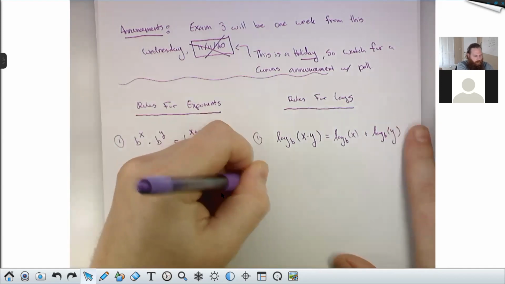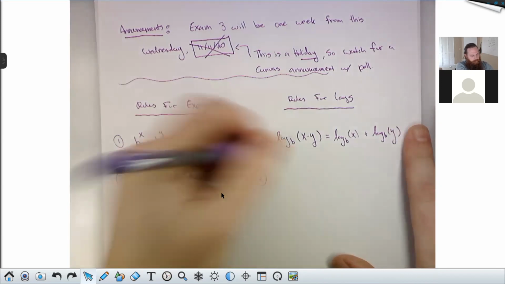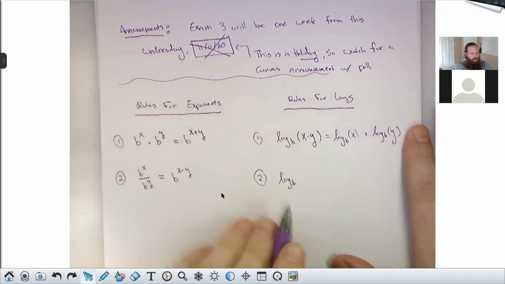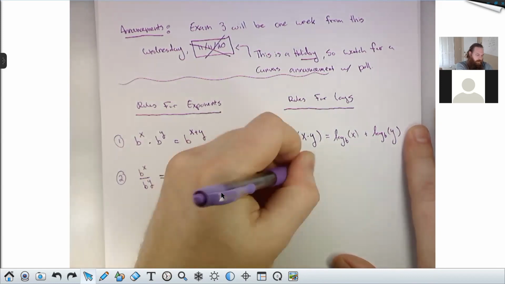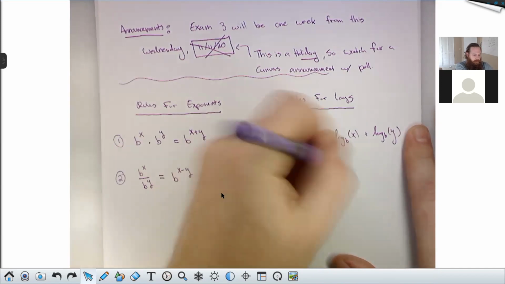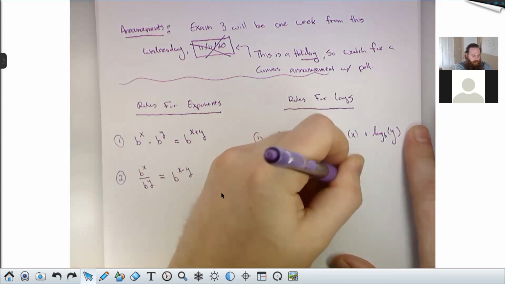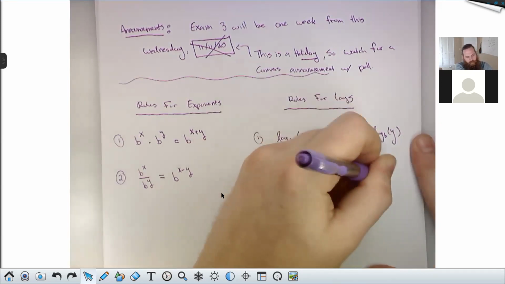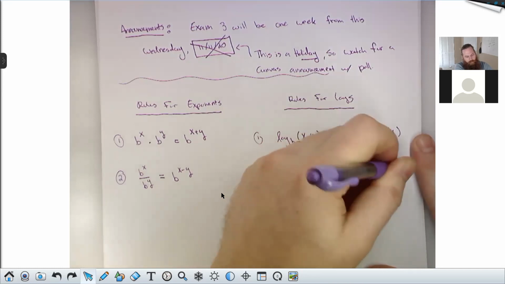And the corresponding rule over here in terms of logarithms is that if you have a single log, say base b, and remember b can be any positive number, with a quotient inside, that's the same as the difference of the logarithms. So that's the log base b of x minus the log base b of y.